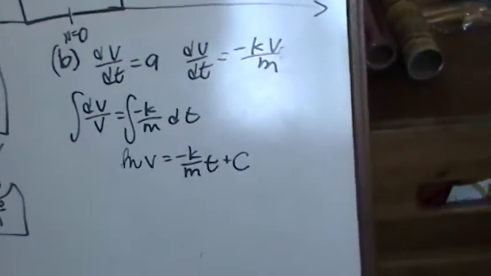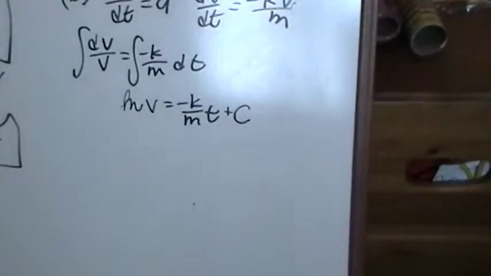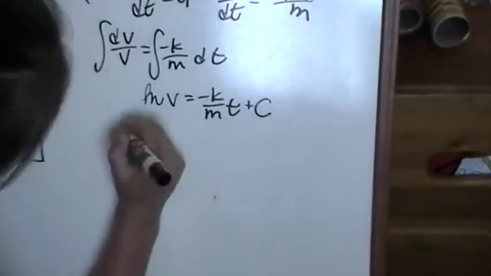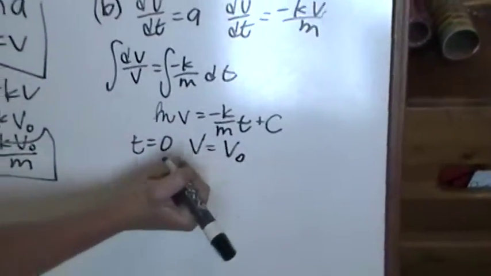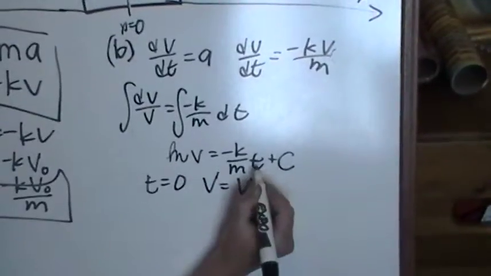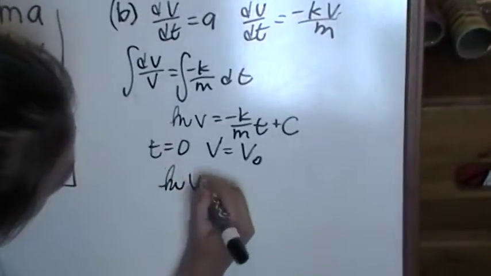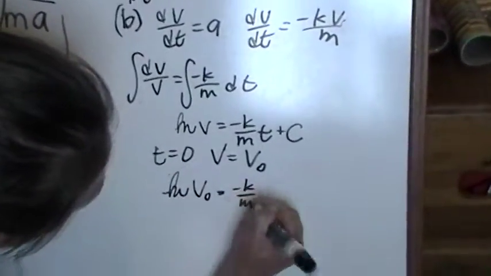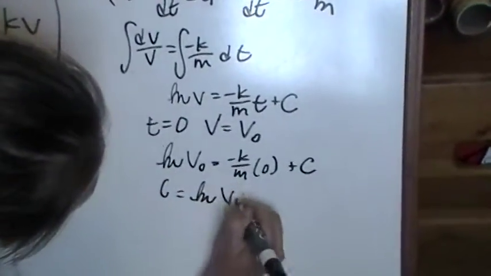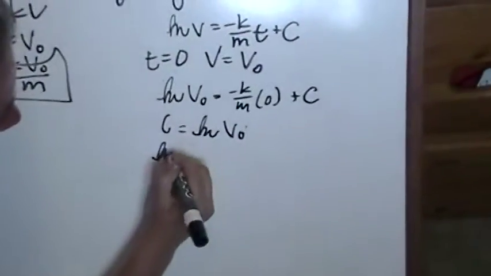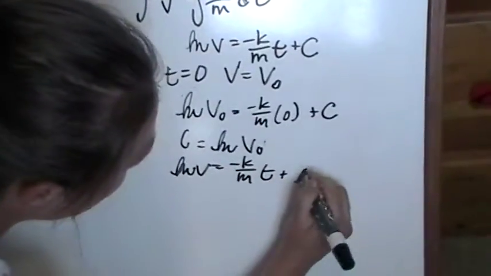Then we use the initial condition, which is that at time t equals 0, v equals v naught. Plugging that in, ln of v naught equals negative k over m times 0 plus c. Therefore, c equals ln of v naught. So the equation becomes ln of v equals negative k over m t plus ln of v naught.